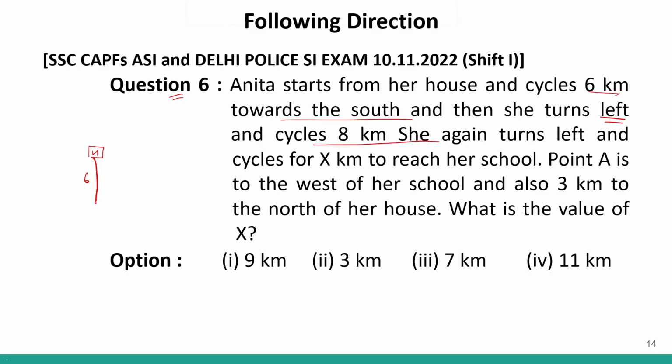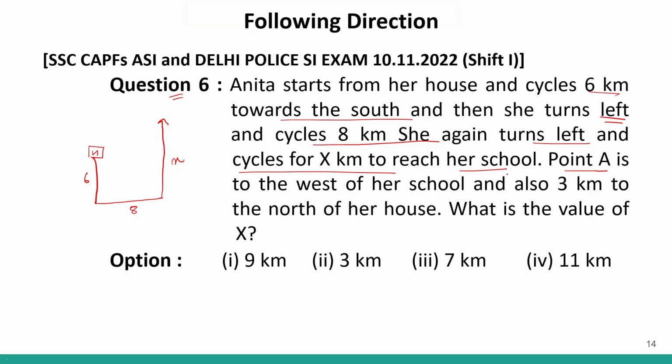So left will be in which direction? Left will be over here. She again turns left and cycles for x kilometer to reach her school. So left will be this direction and we don't know the distance. So let us assume this is x kilometer given in the question.